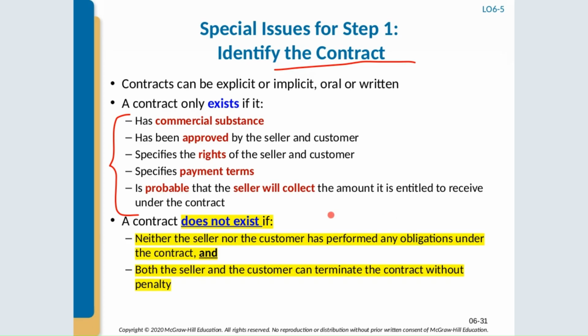A contract does not exist, all right, if neither one of the two parties has performed any obligations, and both the seller and the customer can terminate the contract without penalty. Yes, a contract only exists if all of these items are part of it, okay?